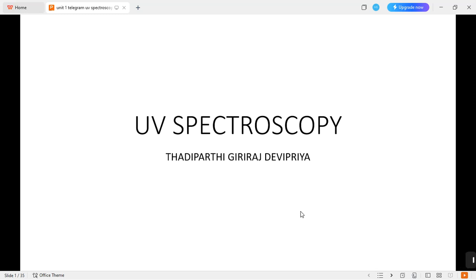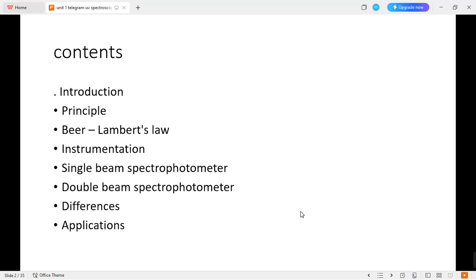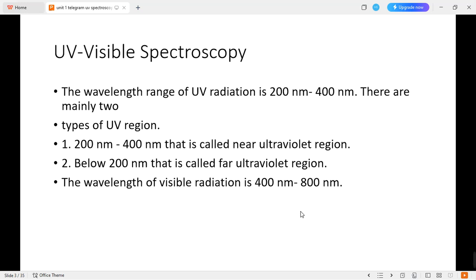Today we are going to discuss UV spectroscopy. Under UV spectroscopy, the contents we are going to cover are introduction, principle, Pi numbers, instrumentation, single beam spectrophotometer, double beam spectrophotometer, and its differences and applications. And first of all, today we're going to discuss the introduction of UV visible spectroscopy.